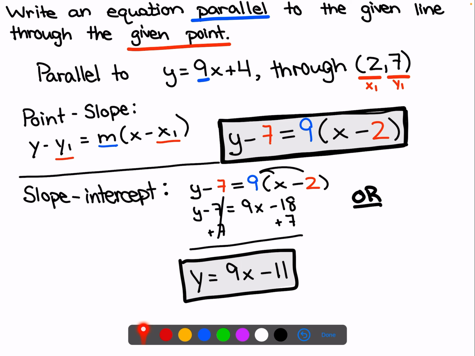So to do that, I distribute the 9 through the parentheses, giving me 9x minus 18, and then I just add 7 to both sides to get it away from the y. So -18 plus 7 will give me -11. So y is equal to 9x minus 11. These two are the exact same line.